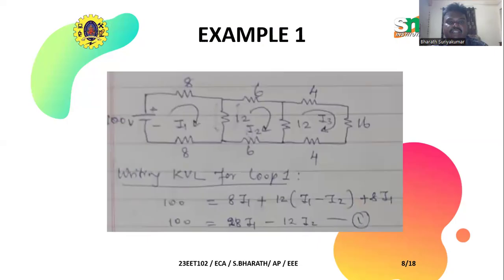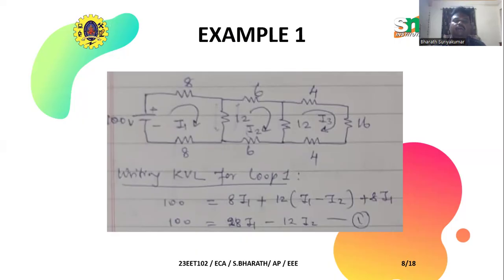This is explained with an example circuit problem over here. What does this circuit consist of? It consists of three loops. Loop 1 has a voltage source of 100 volts with resistances of 8, 12 and 8 ohms. In loop 2 we have no voltage source, with 12, 6, 12 and 6 ohm resistances. And in loop 3 we have 4, 6, 4 and 12 ohm resistances.